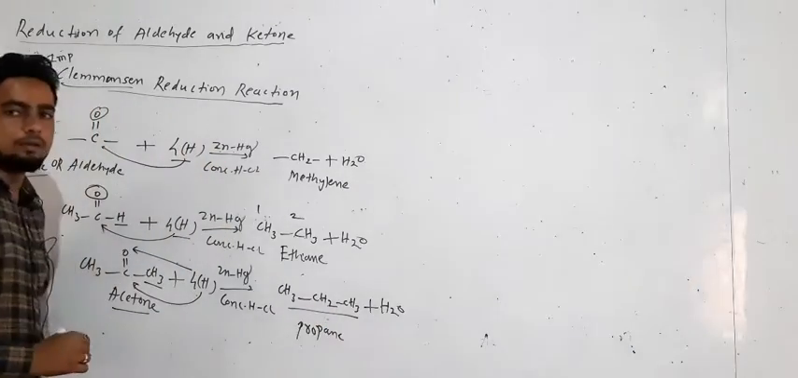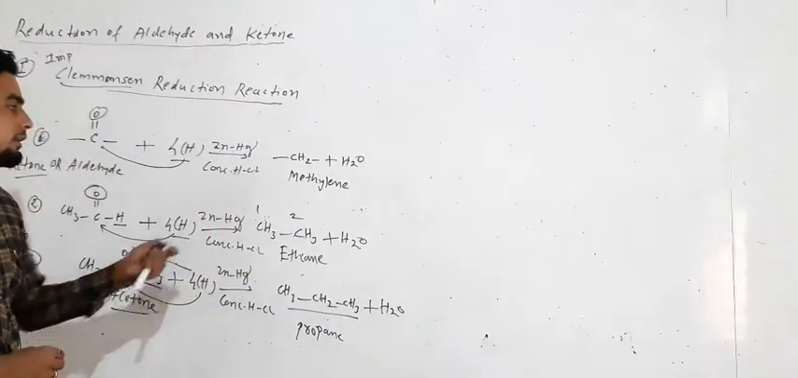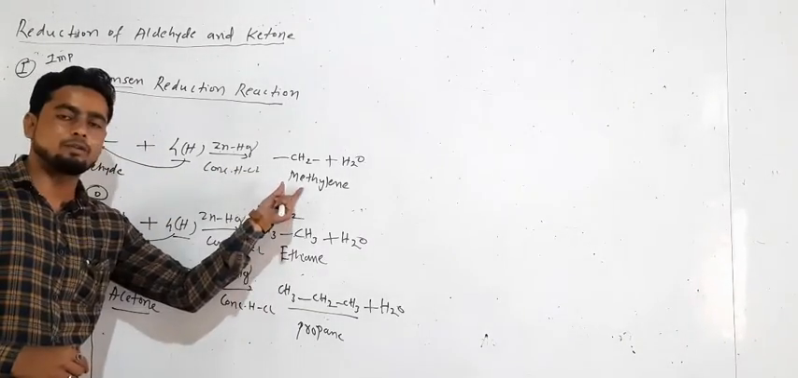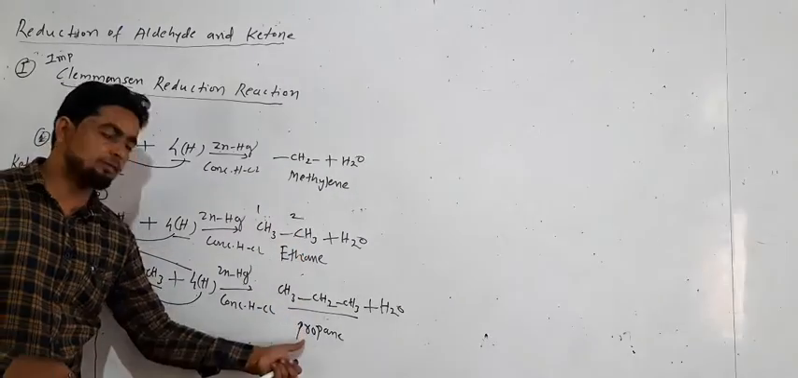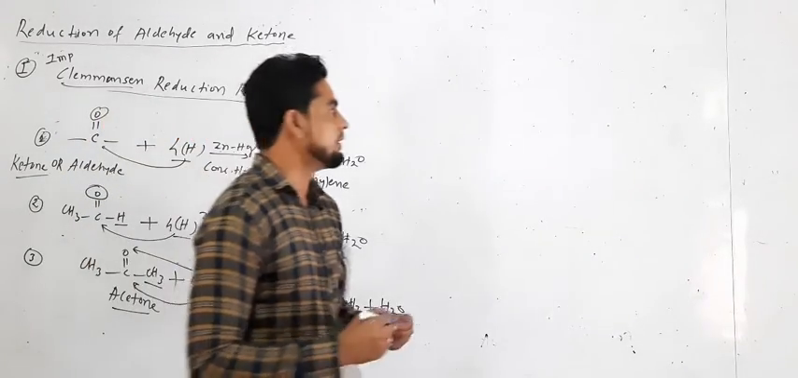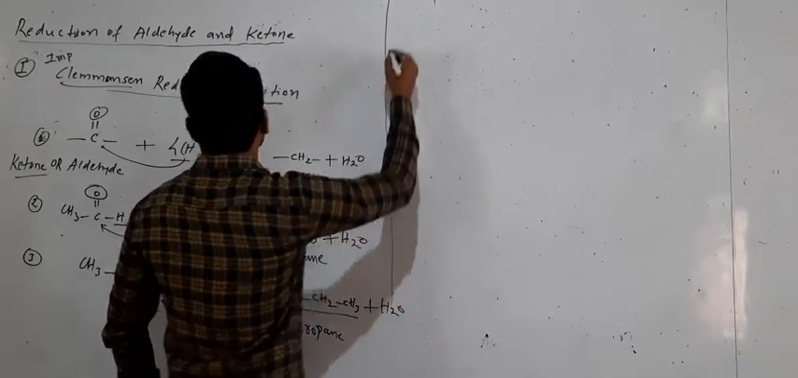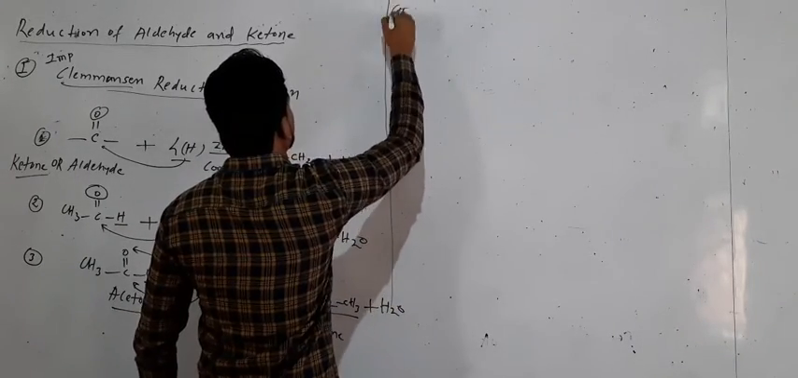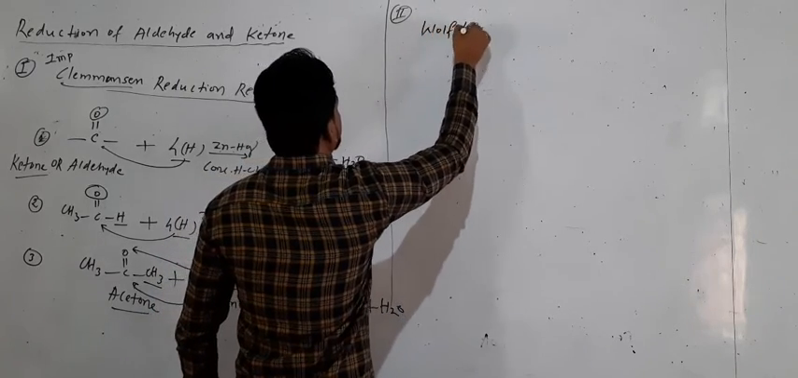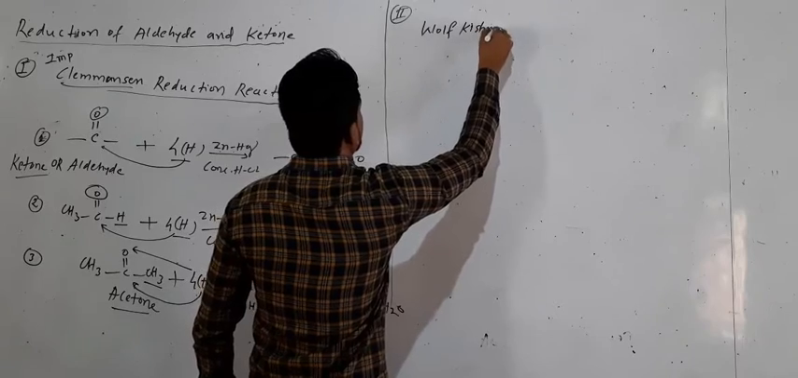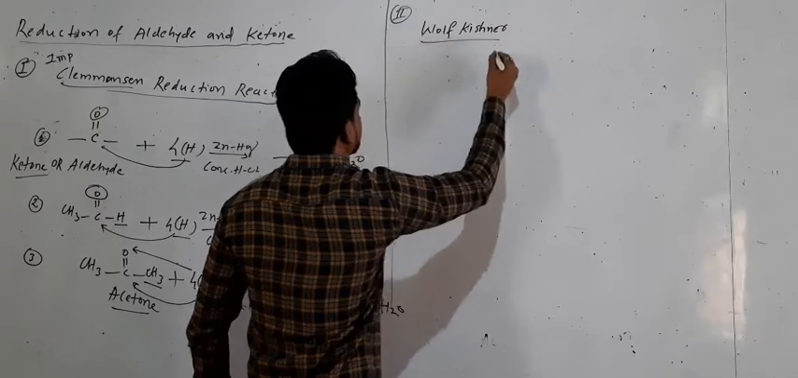So in this way, when the reduction of aldehyde and ketone takes place with the help of Clemmensen reduction reaction, we always get a member of the alkane, called methylene or depending upon the carbon. 1 carbon methylene, 2 carbon called ethane, and 3 carbon called propane. Okay. Now we take the second name reaction. Number 2 name reaction is called the Wolff-Kishner reduction reaction.